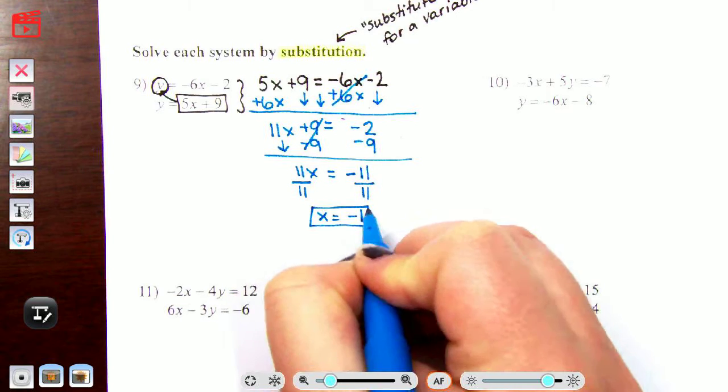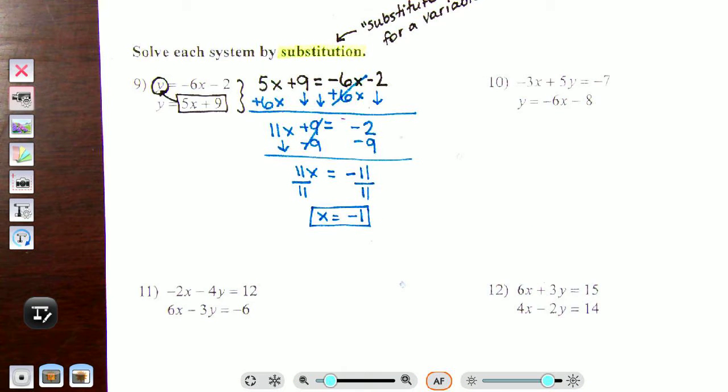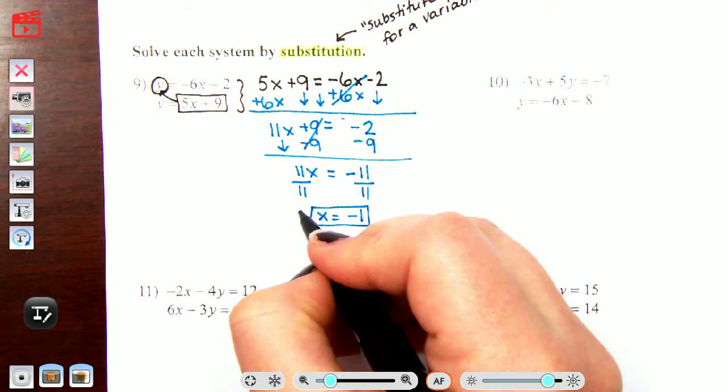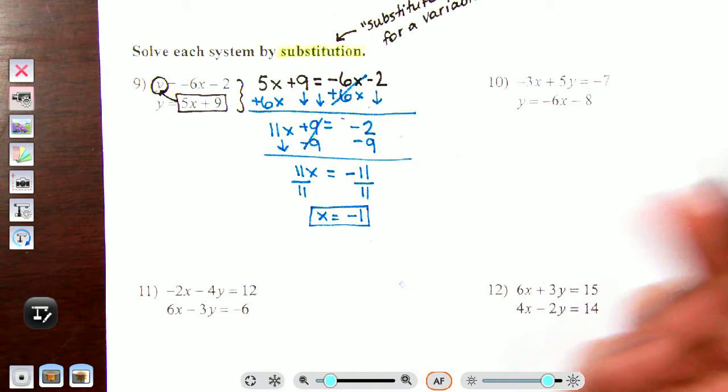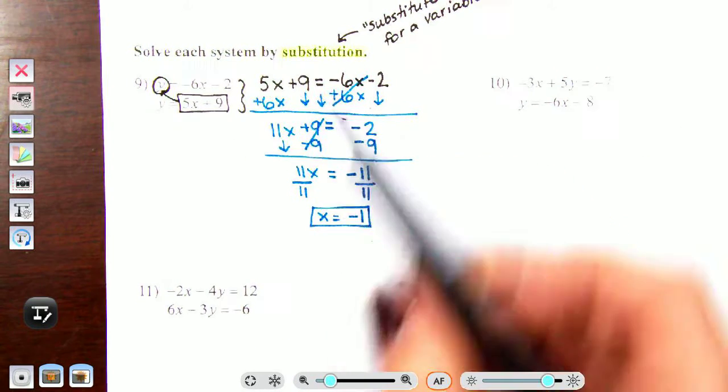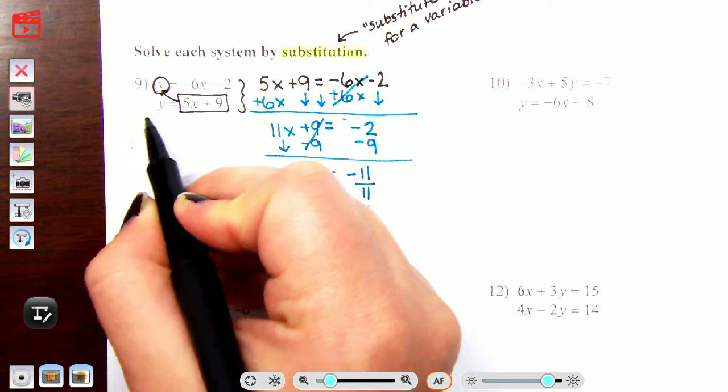Now is that our answer? No, that's not our answer. No, no, no. This is part of our answer, but that is not our complete solution. So now we have to do exactly what we did with our elimination. We take our answer and we're going to choose an equation. Which equation do you want to choose? Doesn't matter. Pick one. I'm going to choose the bottom one.